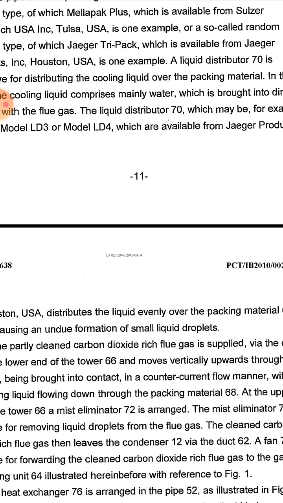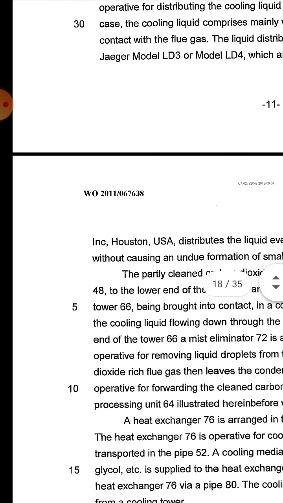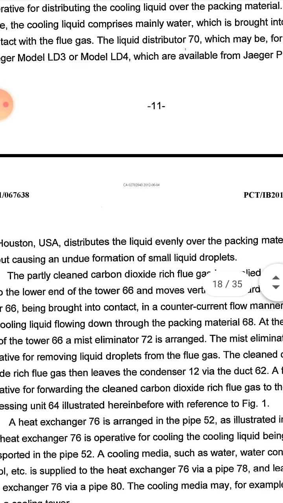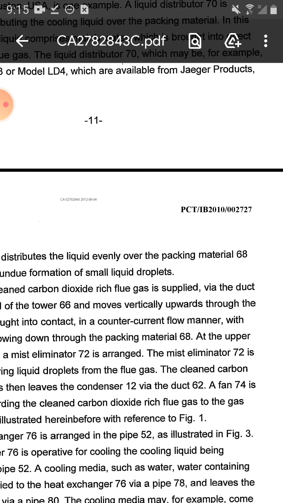So at the tower of 66, it moves vertically upwards through the tower of 66, brought into contact with the counter flow matter. So this flow matter could be anything, but it's not anything. It's in fact lava.